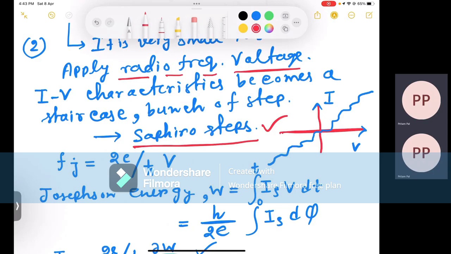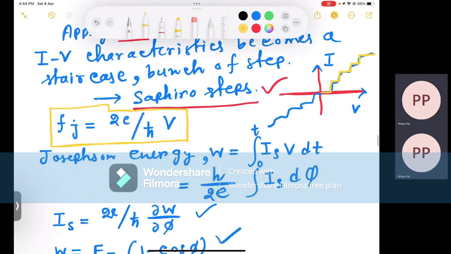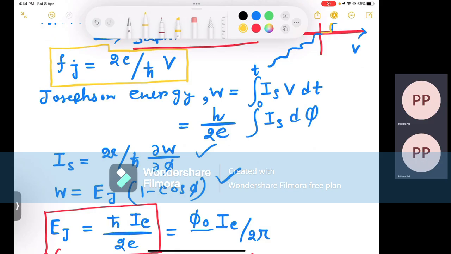This is the most important part of the AC Josephson effect. Then you will see the IV of this will be a step like this. This is called the Shapiro steps, and the radio frequency that we are applying is equal to 2eV over h-bar. Okay. So now we need to calculate the Josephson energy. You can calculate the energy by just integrating from 0 to t the product of the supercurrent times the voltage that you are applying in the time domain, right?